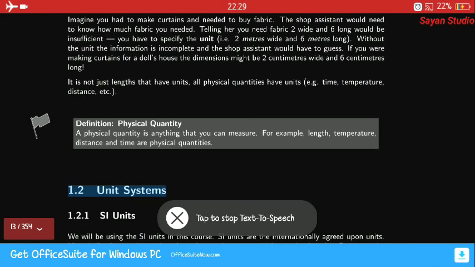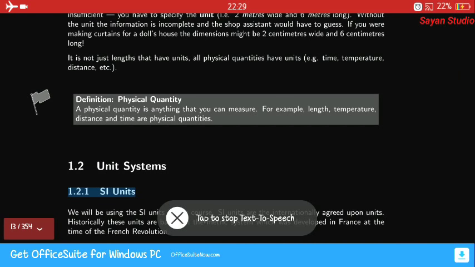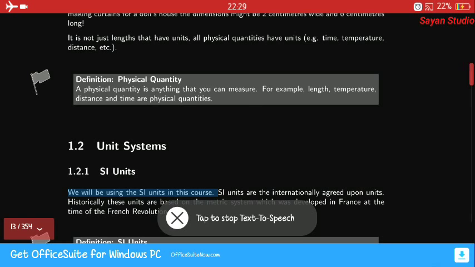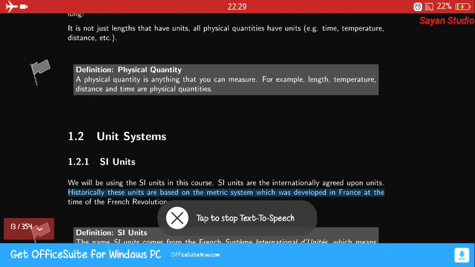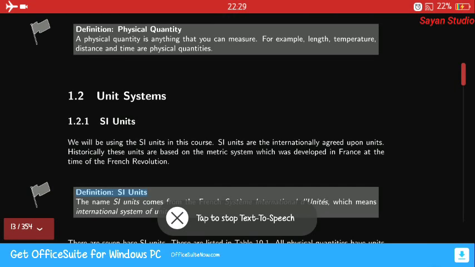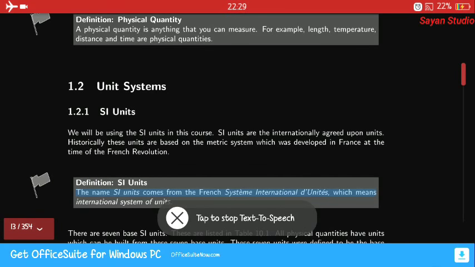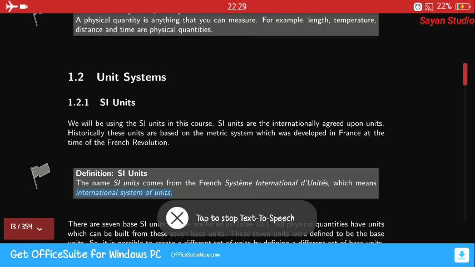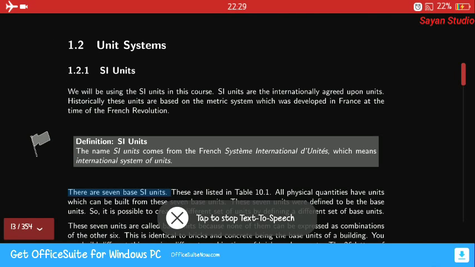1.2 Unit systems. 1.2.1 SI units. We will be using the SI units in this course. SI units are the internationally agreed upon units. Historically, these units are based on the metric system which was developed in France at the time of the French Revolution. Definition: SI units. The name SI units comes from the French Système International d'Unités, which means International System of Units.